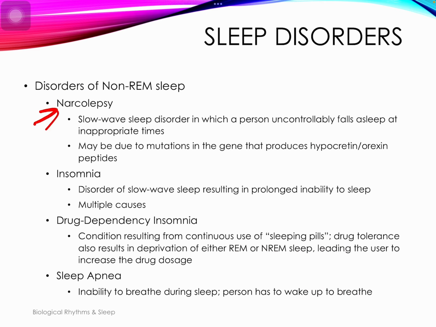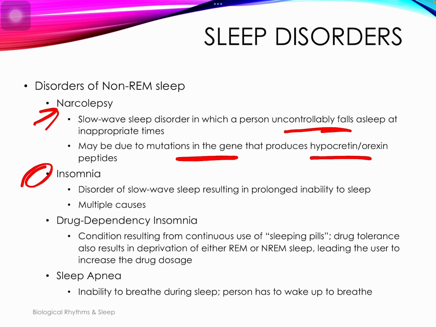Some other conditions we talked about, narcolepsy, and so we see that the person is uncontrollably falling asleep at inappropriate times, and they typically will jump right into REM sleep. We know that this is caused by a genetic mutation, basically that destroys these hypocretin orexin neuropeptides, these neurons that process this neuropeptide.